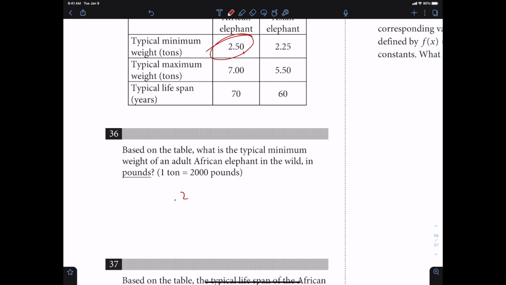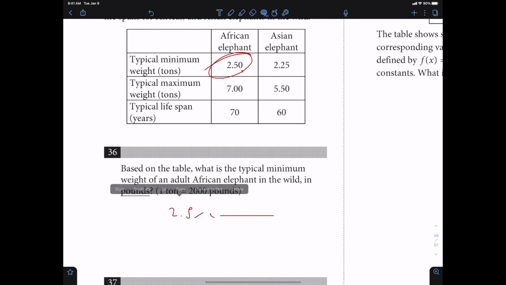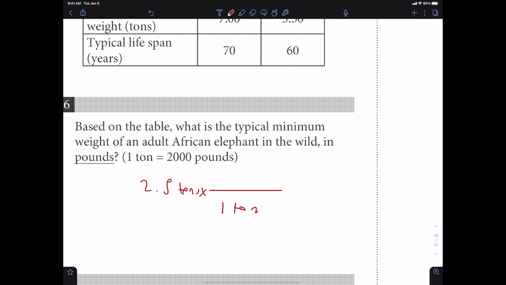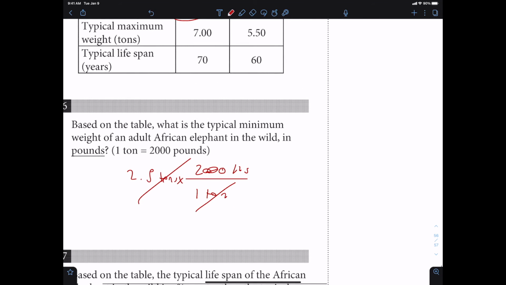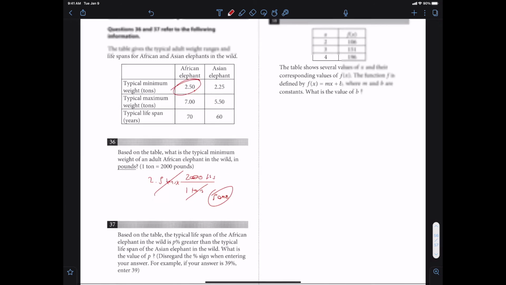So we get 2.5, not 0.25, 2.5, and we're going to use a unit conversion here, right? We know that 1 ton is 2,000 pounds. And here they give this to us in tons. So here we get 2.5 tons. We're going to multiply that by 1 ton on the bottom because we want these units to cancel out, right? And then we're going to do 2,000 pounds on the top. These are going to cancel. So we get 2.5 times 2,000, which should be 5,000. That's going to be your answer.